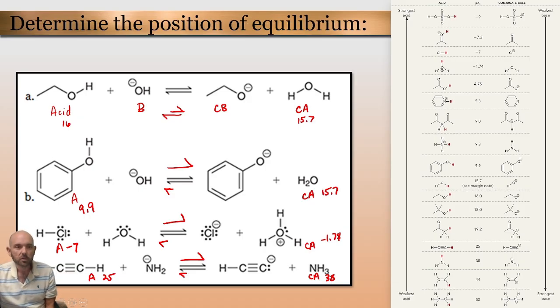So now you're equipped to predict, using a pKa table, the position of equilibrium of different acid and base interactions in addition to the ones that we've shown here.